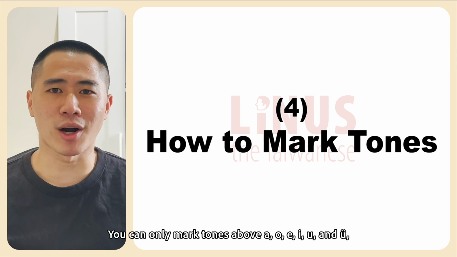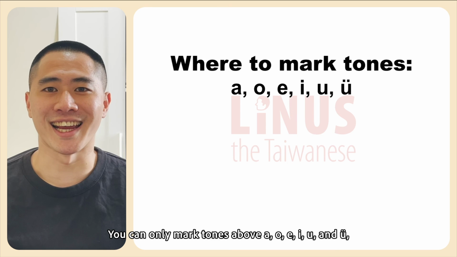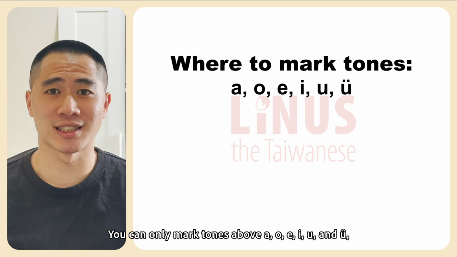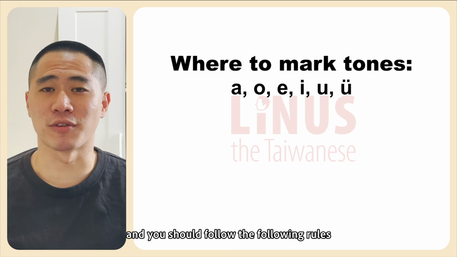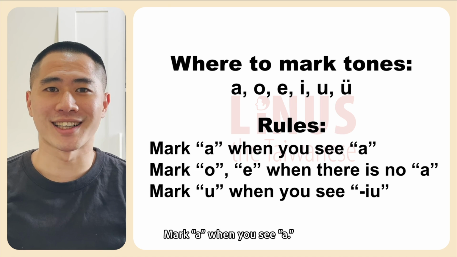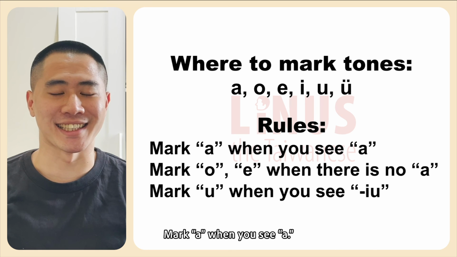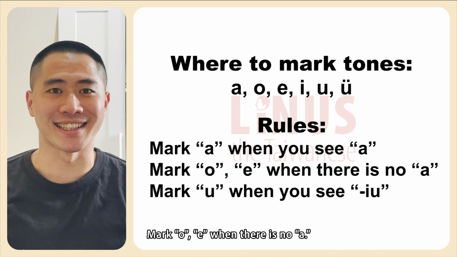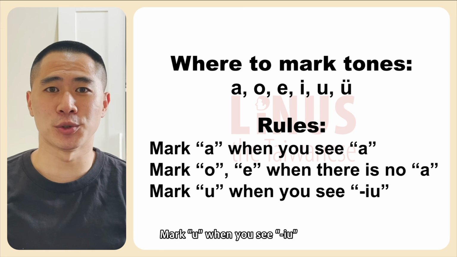You can only mark tones above A, O, E, I, U, and Ü with 2 dots. And you must follow the following rules when the mentioned letters show up together in a syllable. Mark A when you see A. Mark O or E when there's no A. Mark U when you see IU.